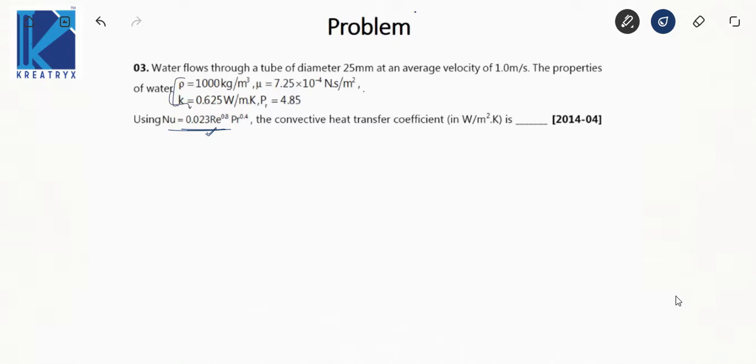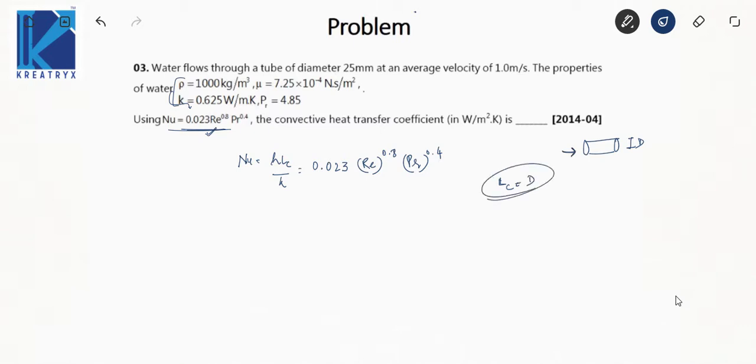You know Nusselt number is equal to hLc by K. The equation is given as 0.023, Reynolds number raised to the power 0.8, Prandtl number raised to the power 0.4. Lc for the tube, when water is flowing, will be D. So hD by K is equal to this equation.